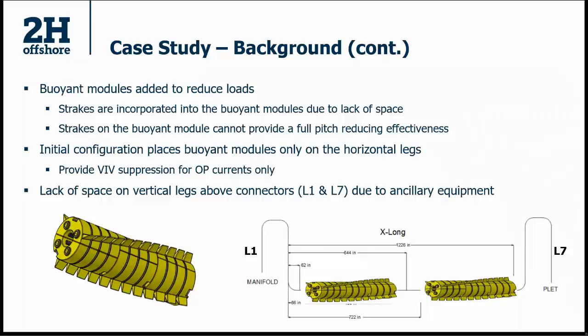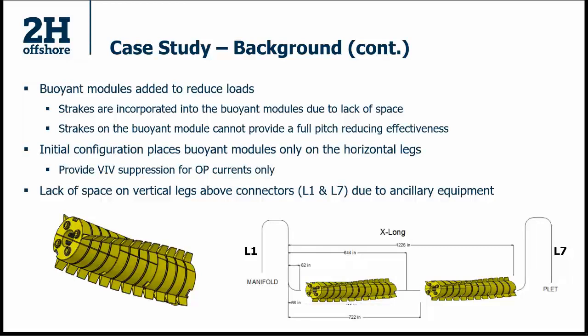However, since the diameter of these buoyancy modules is quite large and the length of the jumper is quite restricted, you cannot get a full pitch of helical strakes on your jumper. Because of that, the buoyancy modules did not have a good VIV suppression efficiency that you typically see on your riser strakes. So these were low efficiency strakes, and we had to take that into account while calculating the fatigue life.